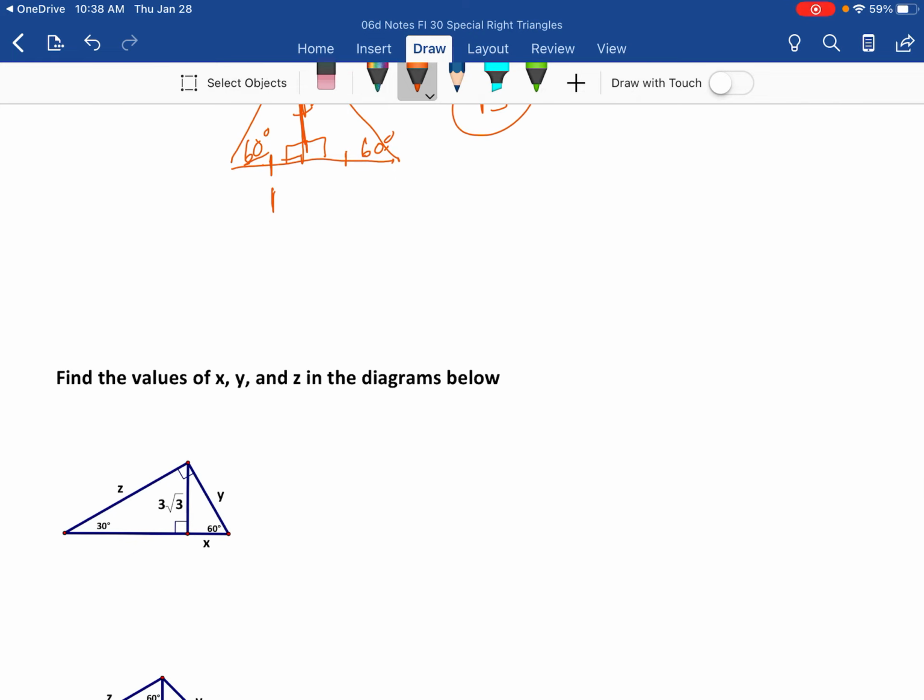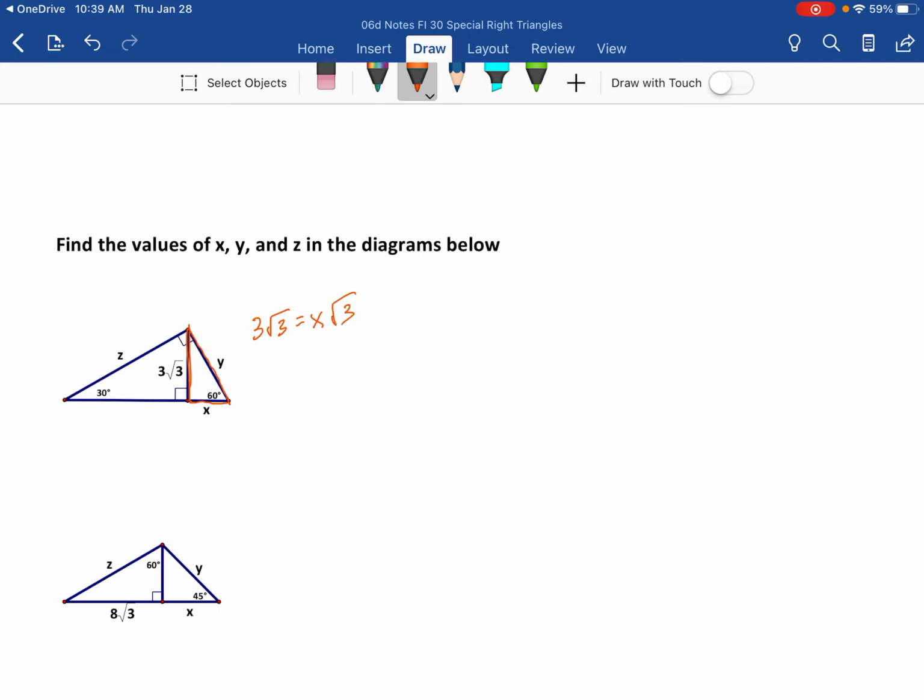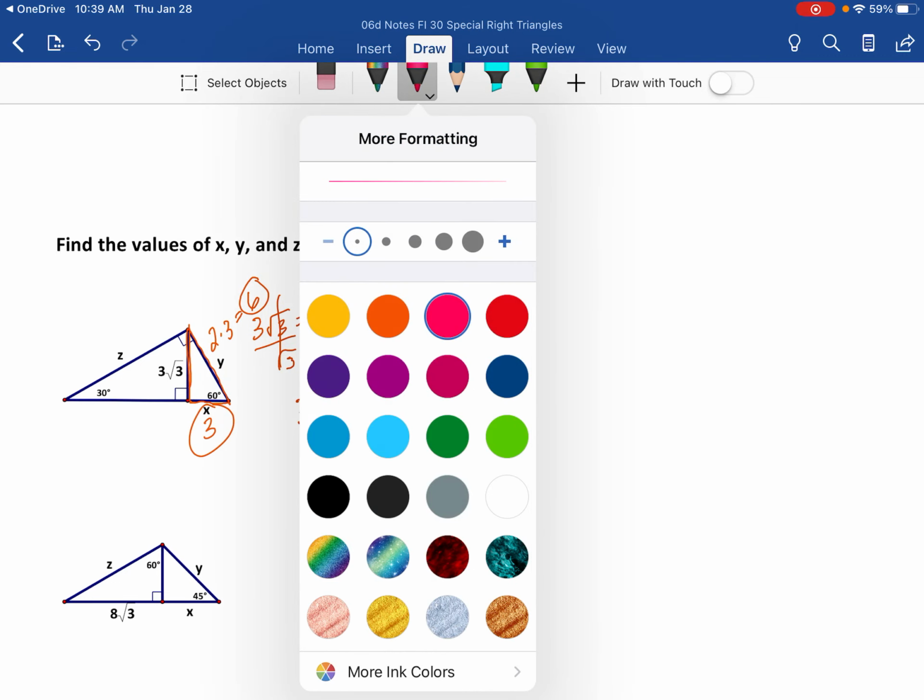The next two, just a little bit more challenging. It says find the values of x, y, and z in the diagrams. Okay, so I look at what I know. I have my 30, 60, 90. Okay, so I look at my small one. It didn't really matter which one you went with first in this case. 3 radical 3 is my long leg in this case, and I know my long leg is equal to my short leg times radical 3. So divide each part by radical 3. These divide out. I have 3 is equal to x, so I know this is 3. And I know my hypotenuse is 2 times my short leg, so my y value is going to be 6.